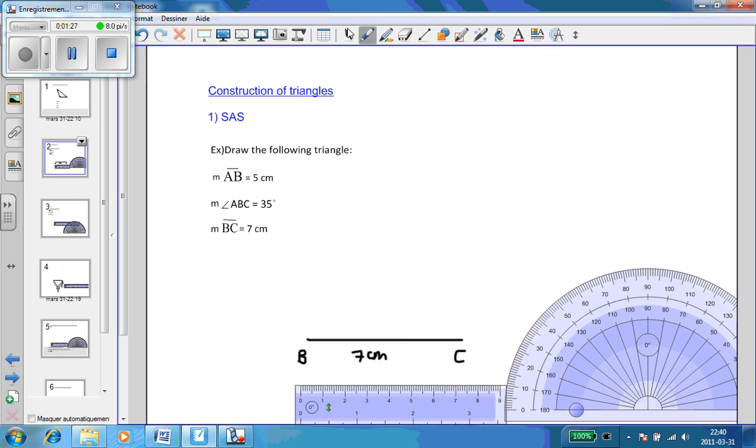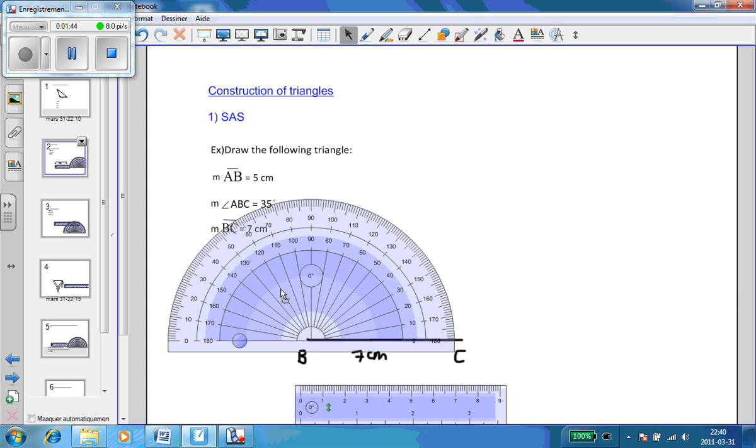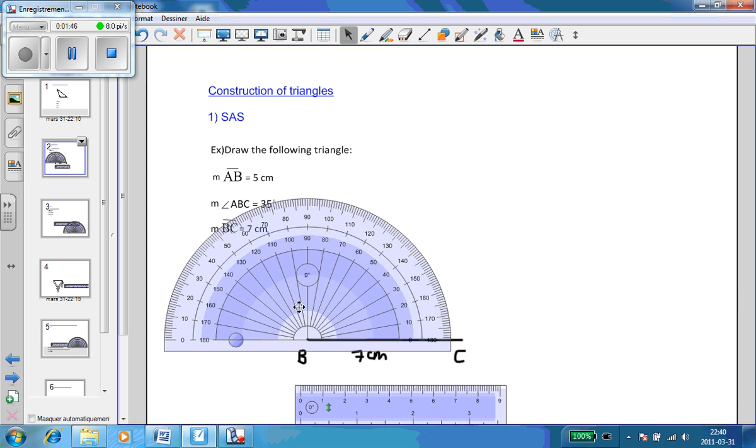Now the next step will be to draw an angle. Well, we don't know what is the measure of angle C, but we know what is the measure of angle B. It's ABC, 35 degrees. I'm going to use my protractor. And remember, the zero, the vertex over here goes on letter B. Now you have the choice between two measures, inside or outside. Well, I'm going to use this one because zero is here.